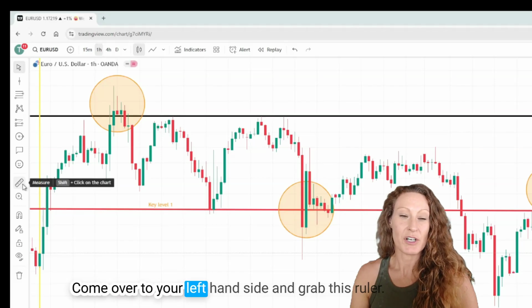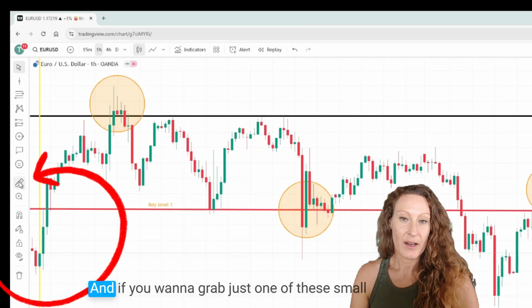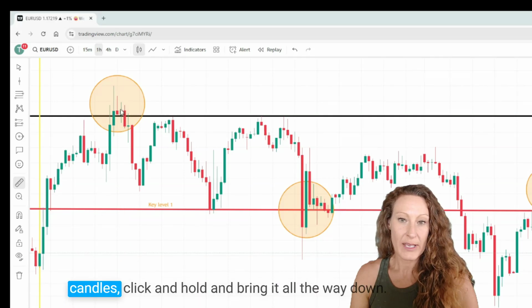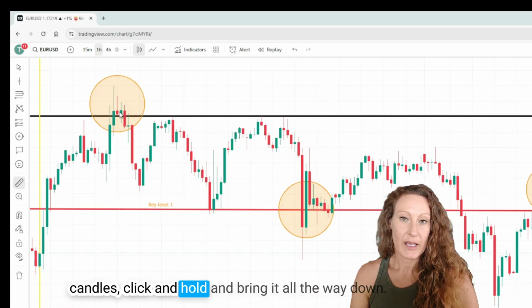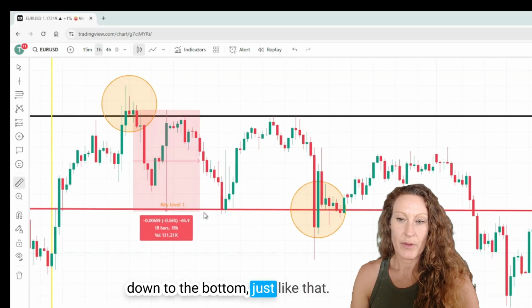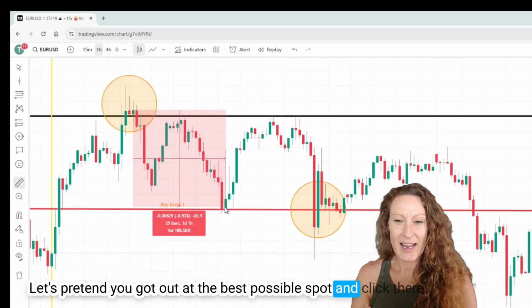Come over to your left-hand side and grab this ruler. And if you want to grab just one of these small candles, click and hold and bring it all the way down. You don't have to hold, but all the way down to the bottom, just like that. Let's pretend you got out at the best possible spot and click there.